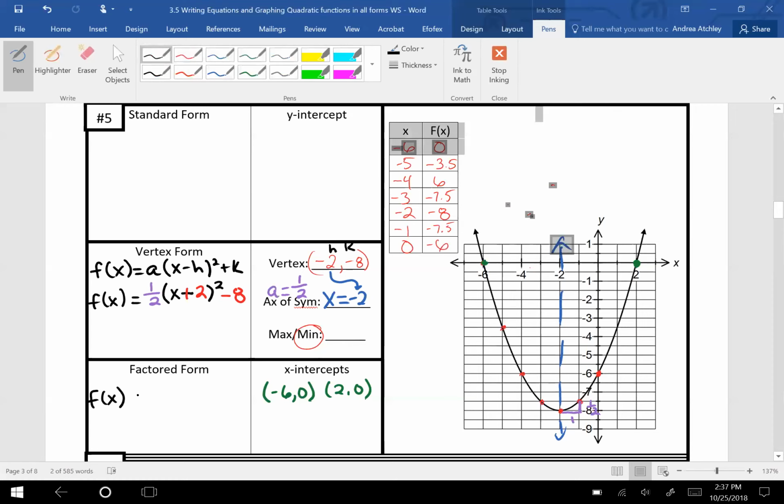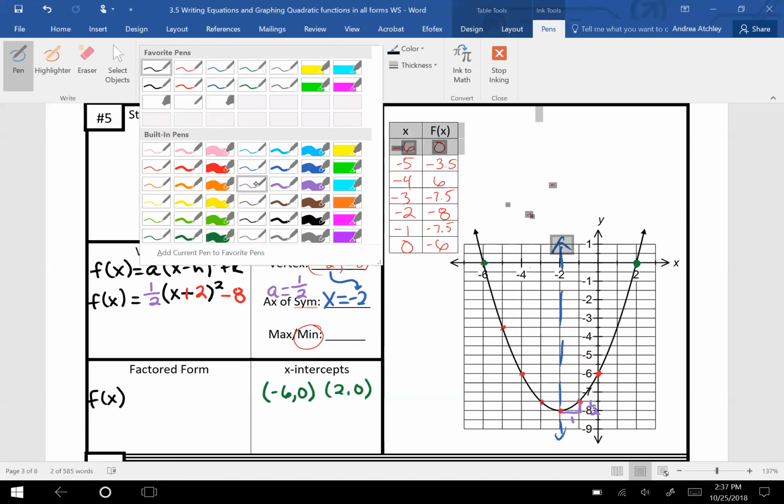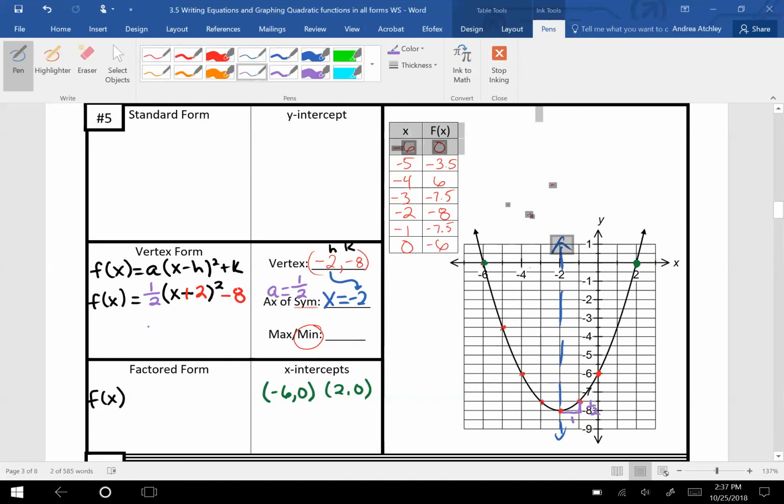I can also write this in factored form. I still do need the a value. So my a value always goes in front when it's in factored form. And then I have x, I change the sign. So my x-intercept is -6. When I plug it in, it becomes +6. And then I do the same thing with the other x-intercept. X, since the 2 is positive, it changes signs to a -2. And then that's factored form.